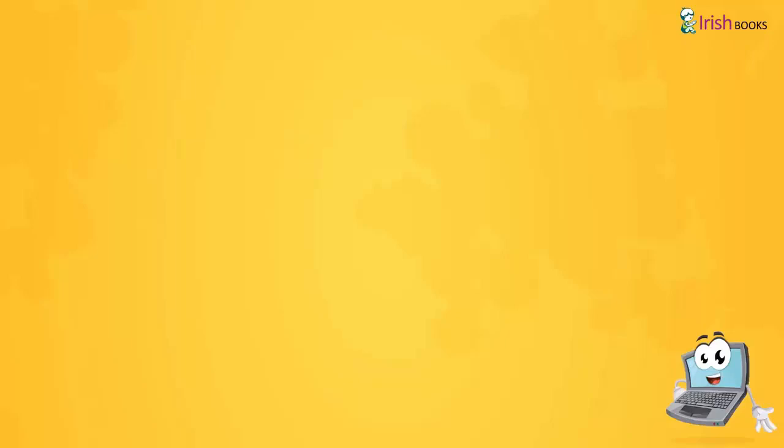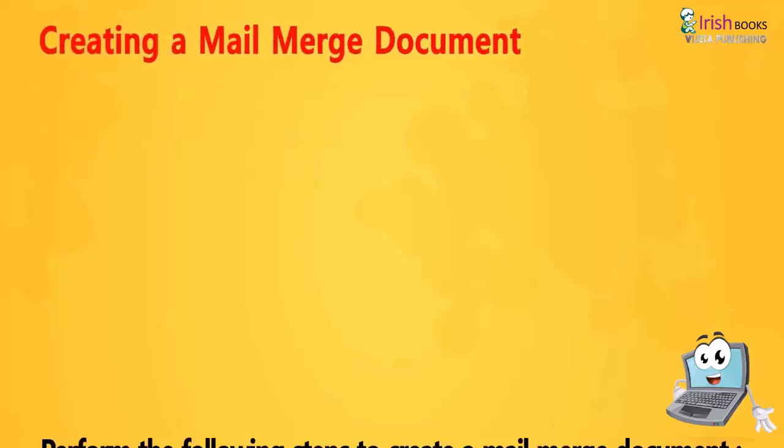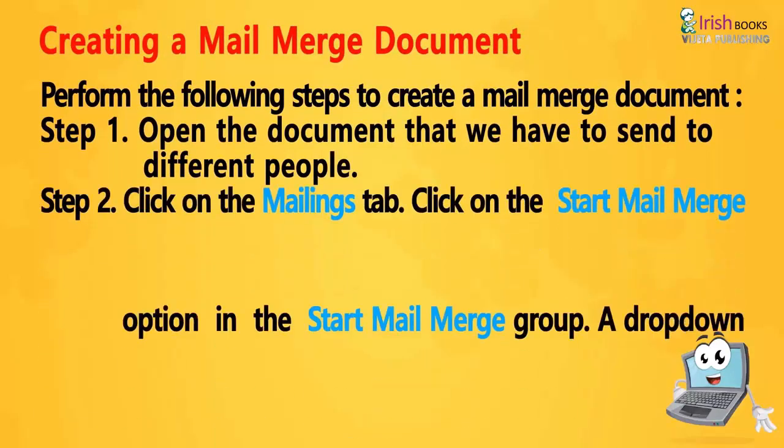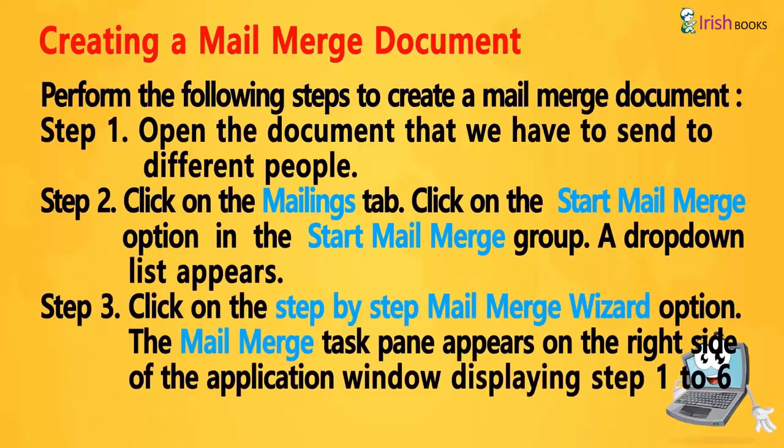Creating a mail merge document. Perform the following steps to create a mail merge document. Step 1. Open the document that we have to send to different people. Step 2. Click on the Mailings tab. Click on the Start Mail Merge option in the Start Mail Merge group. A drop-down list appears. Step 3. Click on the Step-by-Step Mail Merge Wizard option. The Mail Merge task pane appears on the right side of the application window displaying Step 1 to 6 at its bottom.